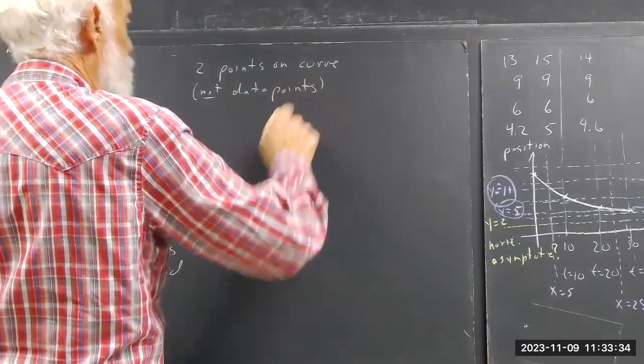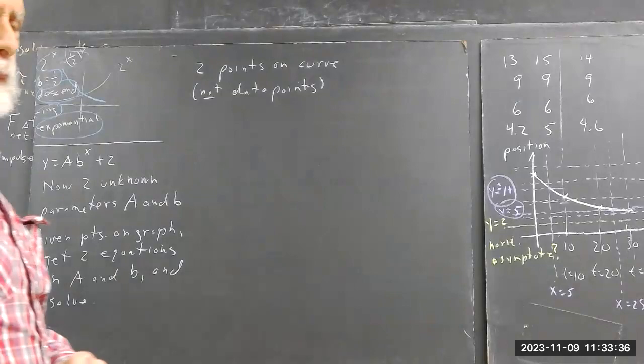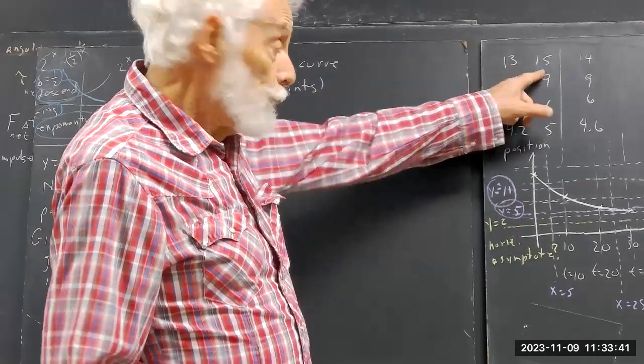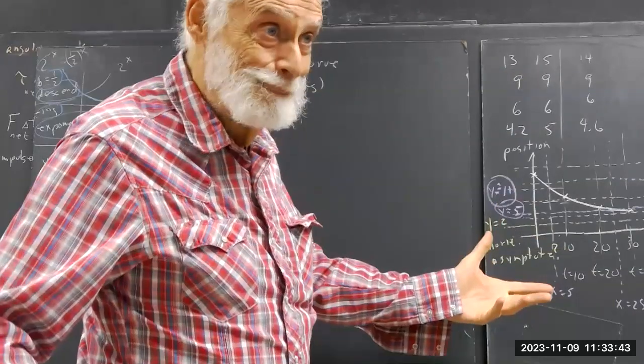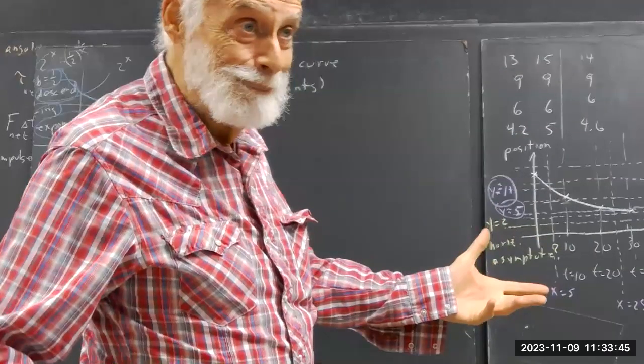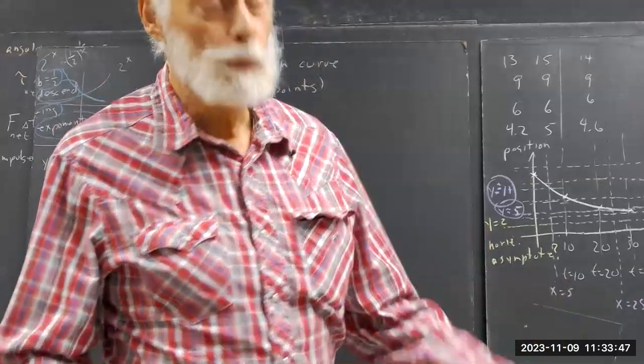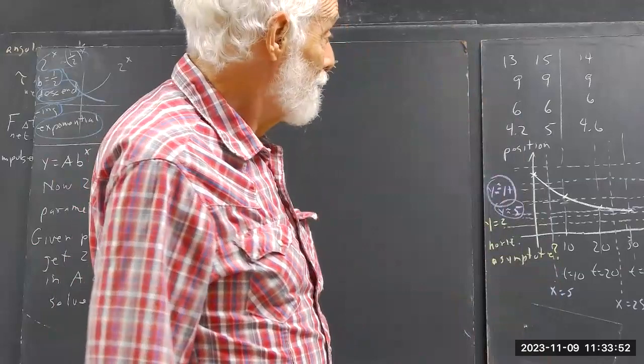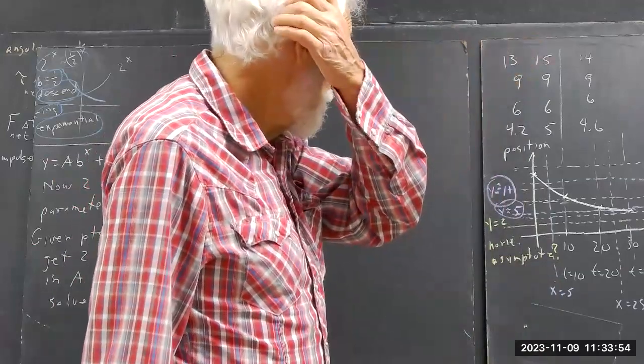We don't want to use data points. For example, one reason we don't want to use data points is this: 13 or is it 15? Where is it between 13 and 15? I still don't know which one of you to trust more. It's between 13 and 15 somewhere.